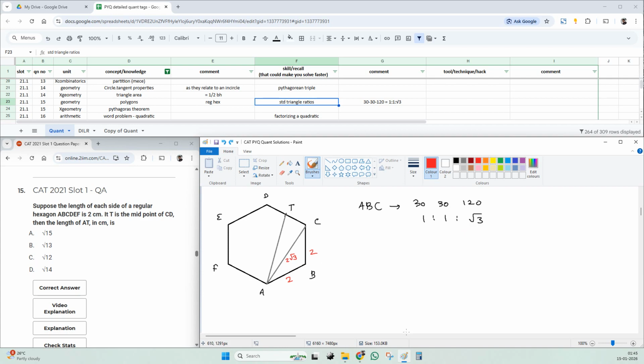Now, we look at the triangle ACT and we know that angle C of the hexagon is 120, but we also know that angle ACB is 30, which means that you will get a 90 here, and it's a right triangle. Now we know that DC, like every other side, is 2, and since T is the midpoint, TC is going to be 1. So now we have a right triangle where the legs are 2 root 3 and 1. So AT, again by Pythagoras, AT square would be 2 root 3 squared plus 1 squared, which should be 12 plus 1, 13, and AT would be root 13.